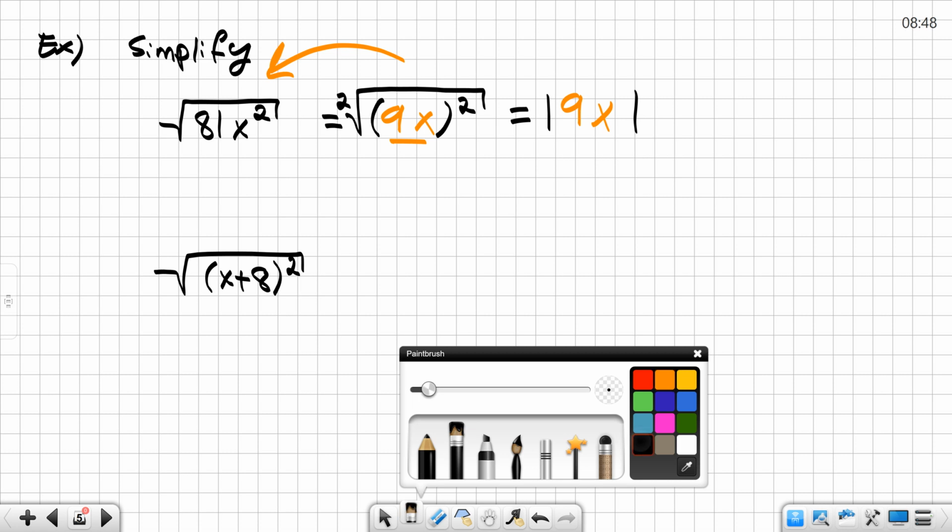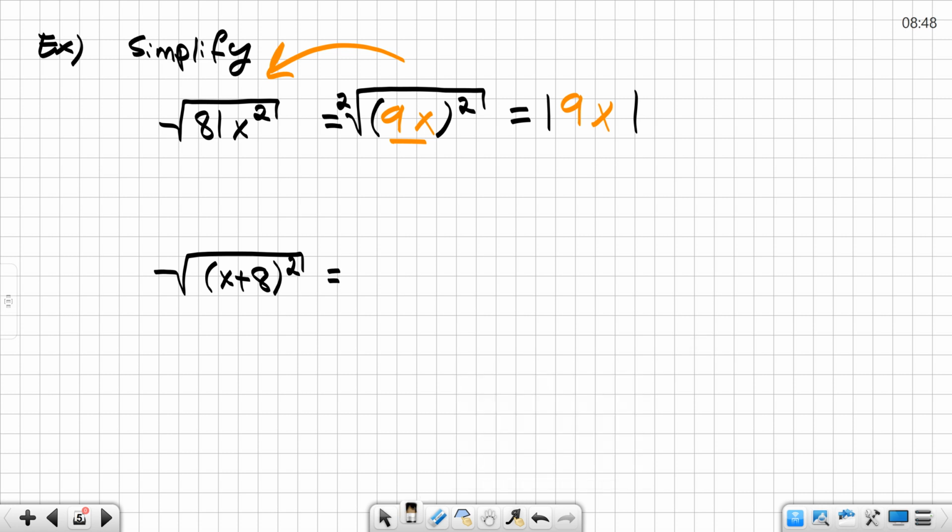If I do the same thing with this second example, I have already a perfect square. I have already this parentheses with the square on the outside. So in other words, I only need to focus on this inside, the x plus 8. Now, because this is the square root, I'm going to get the absolute value of x plus 8.